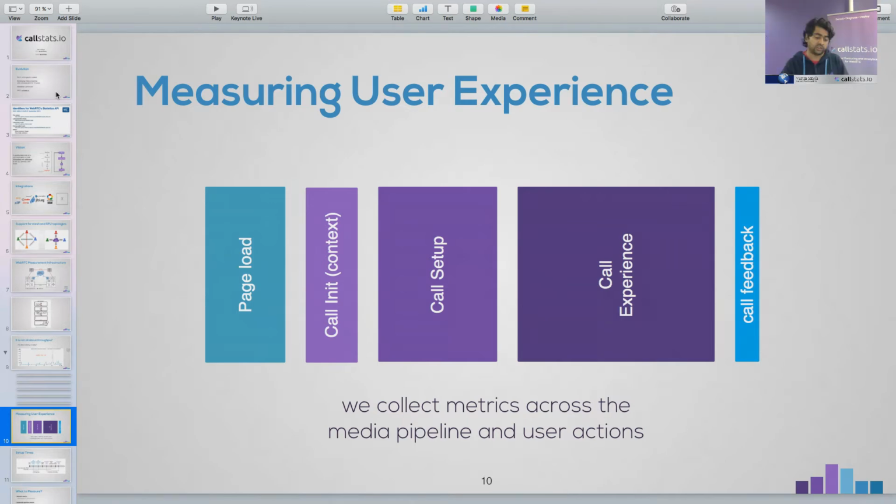Was the call setup performant? Was it quick? Did you get the first media packet fairly quickly, or did it take a lot more time? And then we analyze that bit. And if it took a lot of time, why did it take? Did you have IPv4 candidates, v6 candidates, which caused it to take more time?